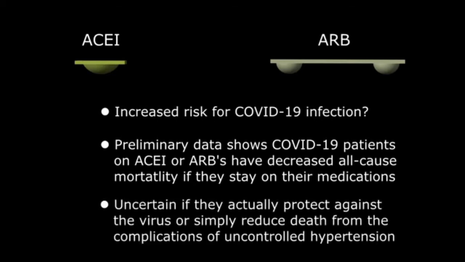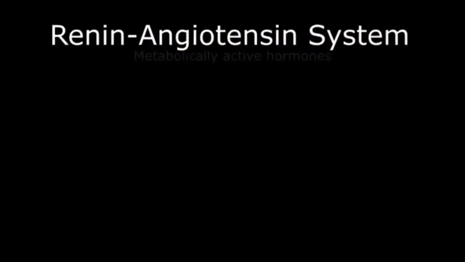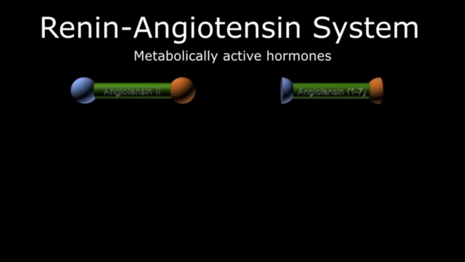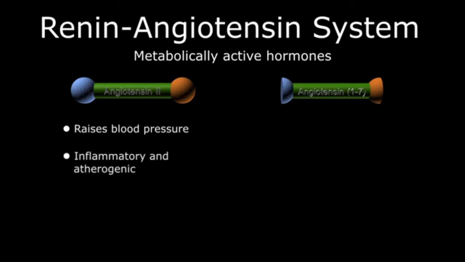Whether this is due to lessening the impact of the infection itself or simply preventing death from the complications of hypertension is currently not clear, and more research is needed. As we discussed, the two dominant active hormone configurations in the renin-angiotensin system are angiotensin II and angiotensin I-7. Angiotensin II raises blood pressure in response to limited blood flow to the kidneys and appears to have inflammatory and atherogenic properties, meaning it causes plaques to form in the vessels of our body.